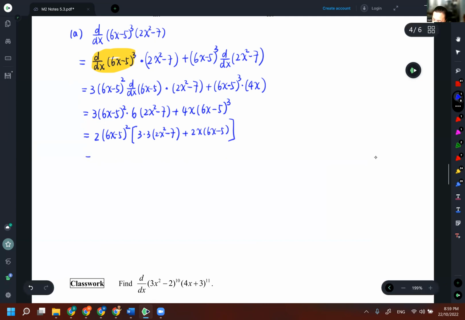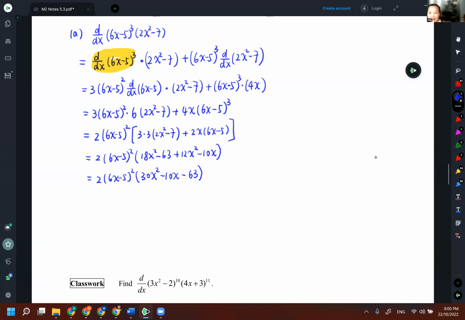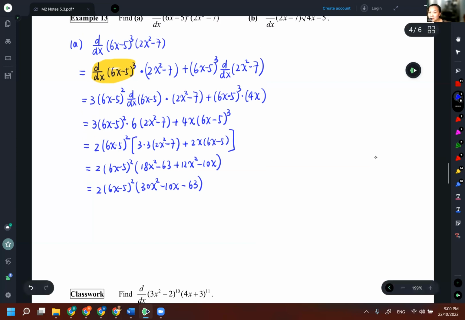Okay, and then you will simplify each factor. This one is 9, that's 18x squared. And this one is 12 squared. And then 30x squared minus 10x minus 63. And then you're done. Unless this can be factorized again, I don't think so. But you can use the formula to check.